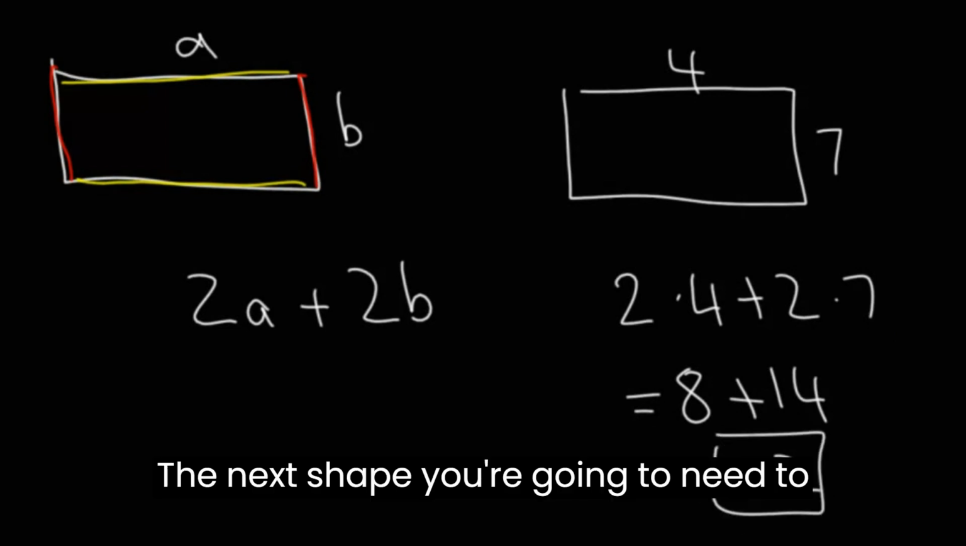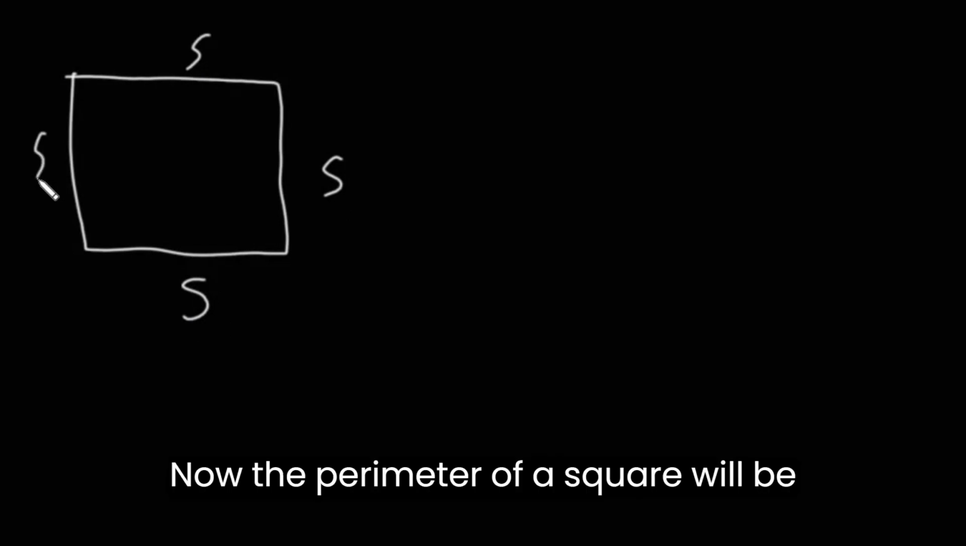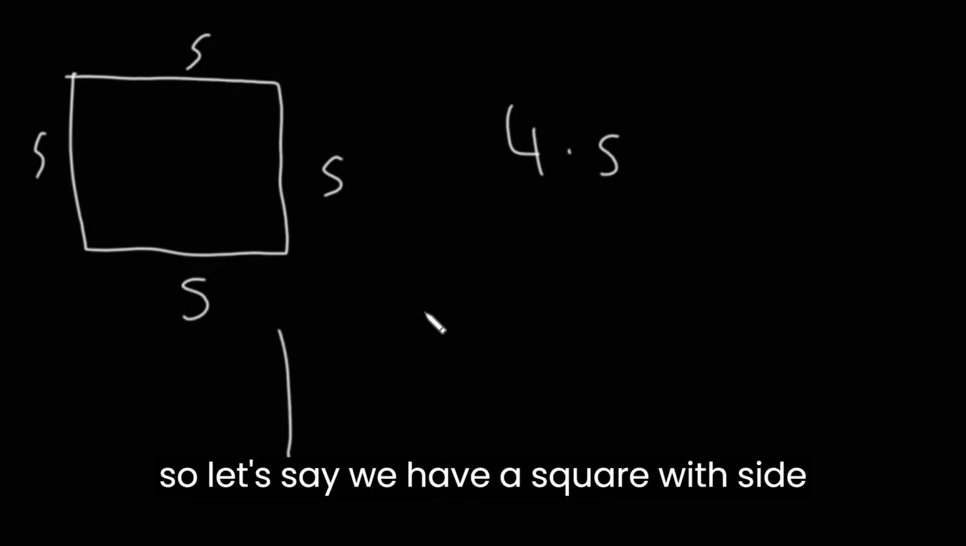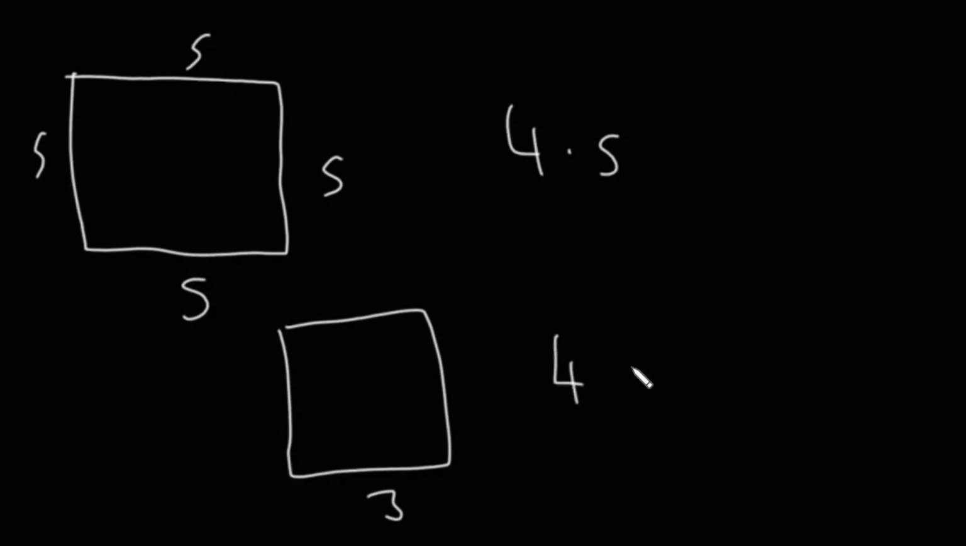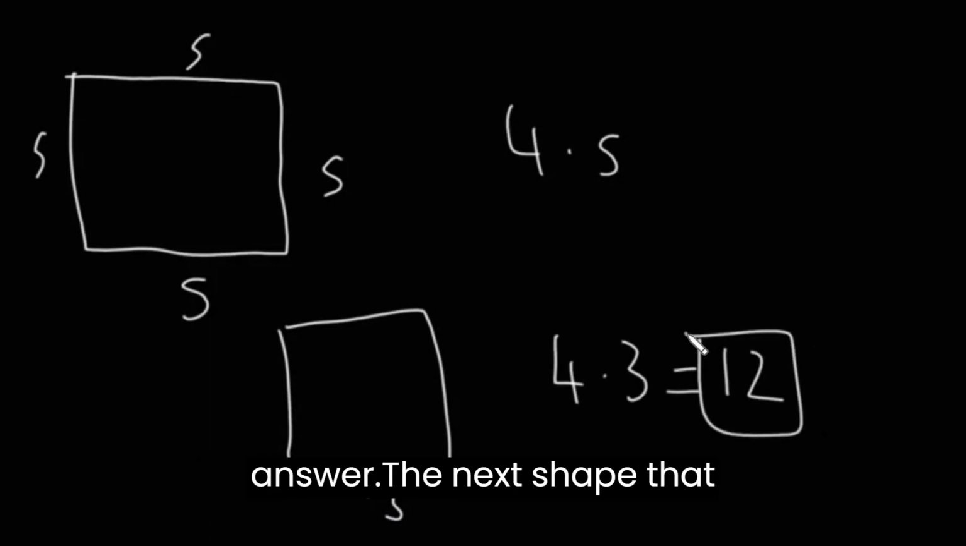The next shape you're going to need to know is a square. In a square, all the sides are equal. So we can just call all the sides S. Now, the perimeter of a square will be 4 times S. So let's say we have a square with side length of 3. The perimeter is 4 times 3, which is 12. So that's our final answer.